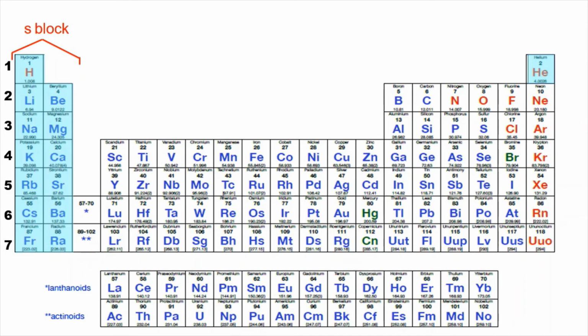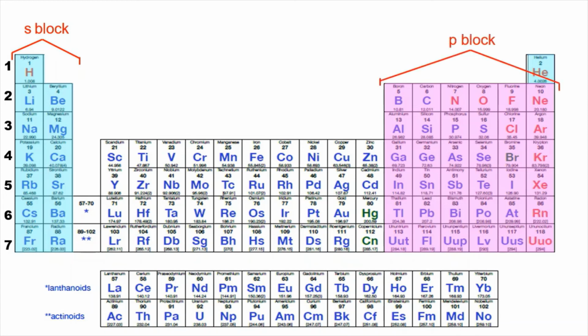I'm going to color in from boron to neon and all the way down purple. That area of the table corresponds to the P block. And if we actually count the number of columns in that purple section, you'll see that there are 6 columns. And if you remember, the P block could hold 6 electrons.